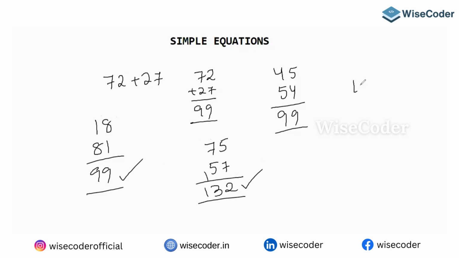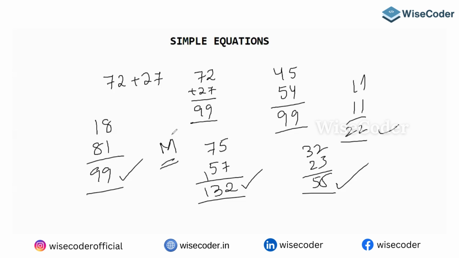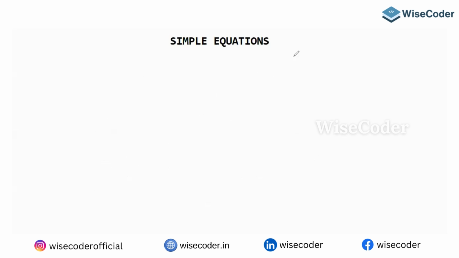11, the reverse number is also 11. Add, you will get 22. 32, the reverse number is 23. Add it, you get 55. So 55, 22, 132, 99 are all multiples of 11. Why am I getting this?